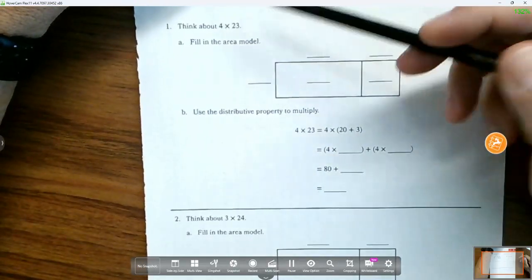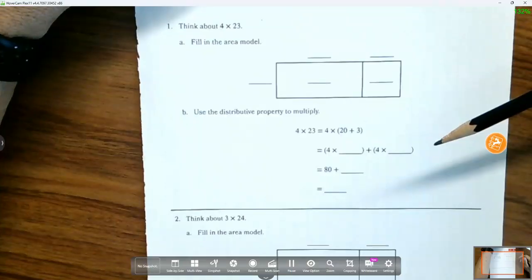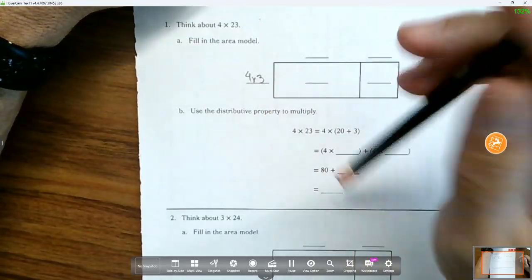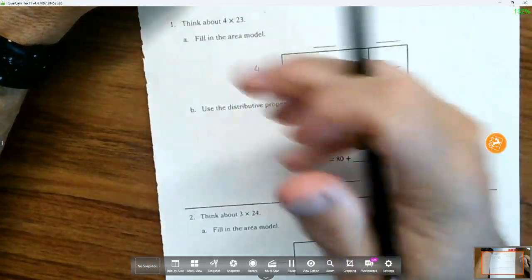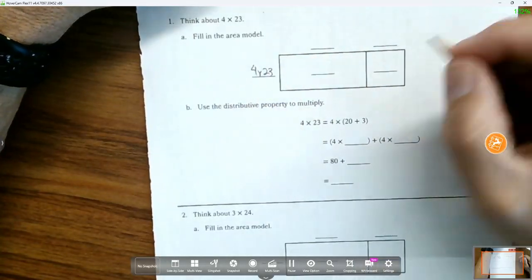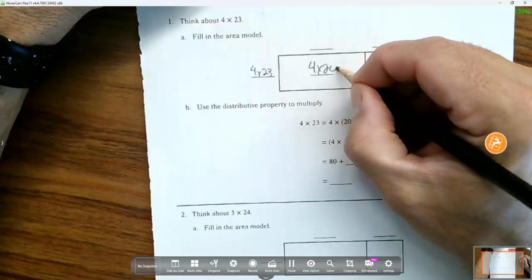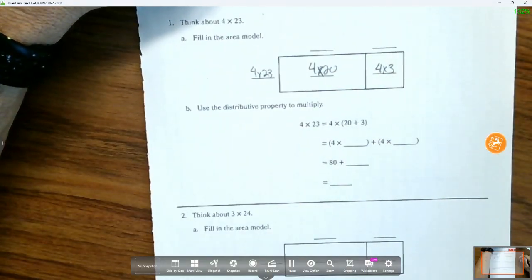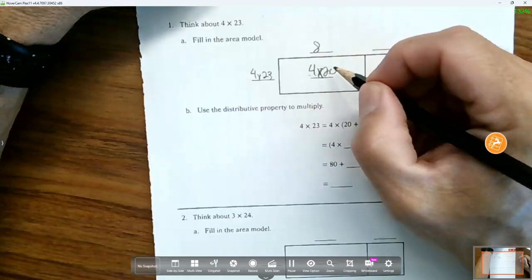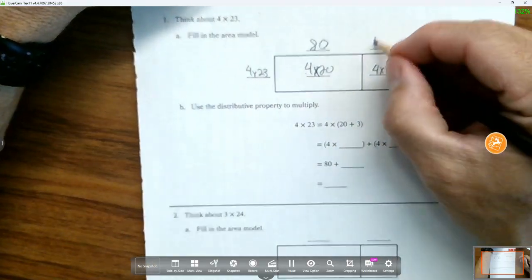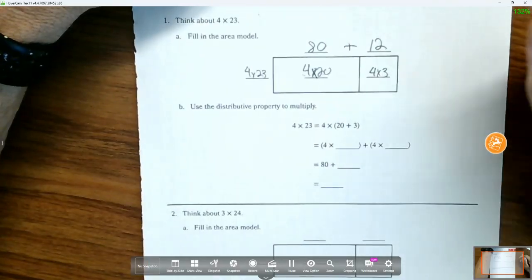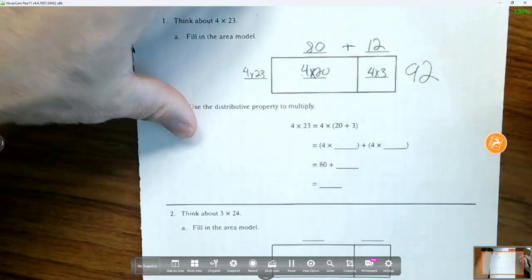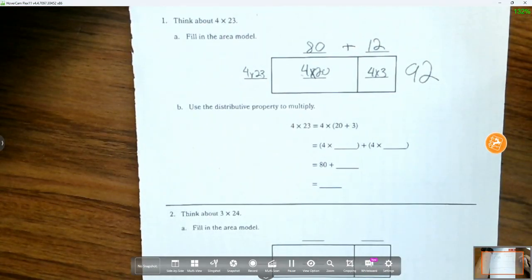All right, let's get this one. We have 4 times 23, and we're going to use this area model this time. So 4 times 23 equals 4 times 20 there, and 4 times 3. So 4 times 2 is 8, and then we have the 0 we can bring up. 4 times 3 is 12. Add those together. So 80 plus 12 equals 92. All right, that's how we break it apart using our area model to help on that one.